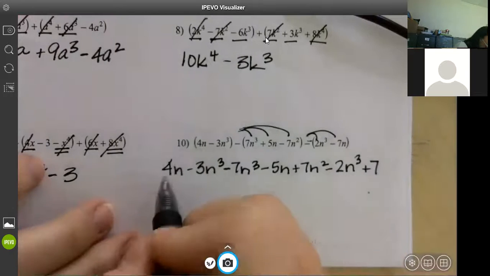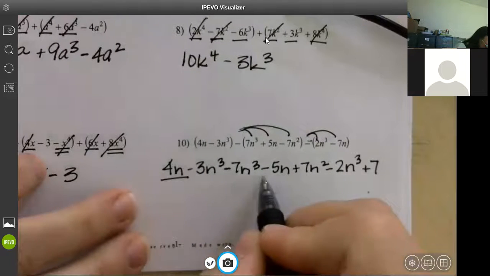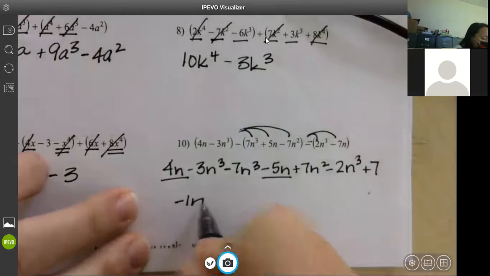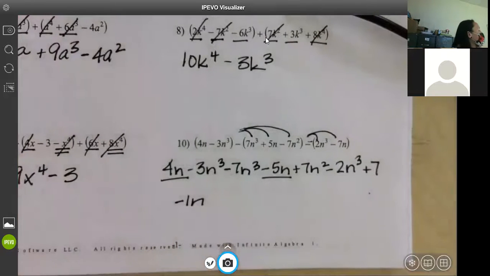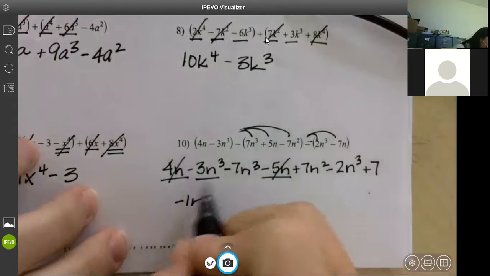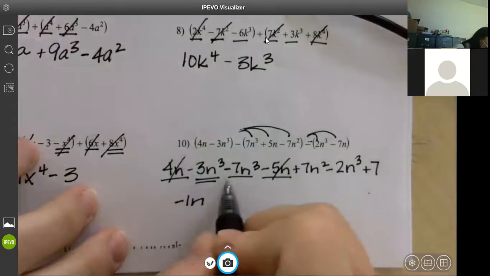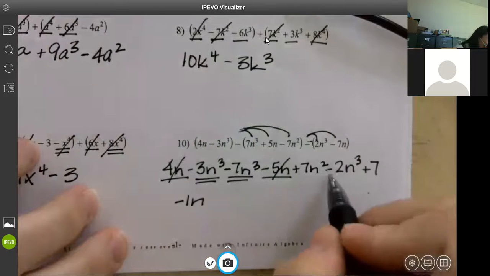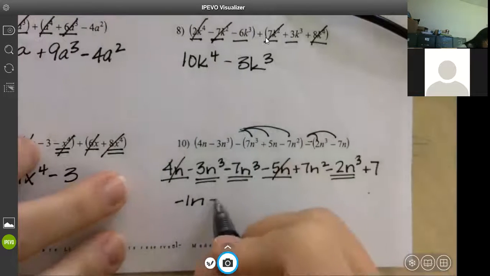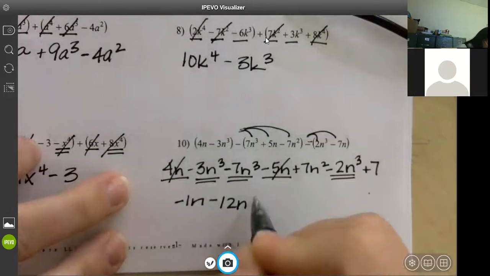Add your like terms. I have a 4n minus 5n. 4 minus 5 is negative 1n. Remember that the negative 1 won't show up. It'll just be a negative n. I have negative 3n cubed, negative 7n cubed, and a negative 2n cubed. So negative 3 minus 7 is negative 10, minus 2 is negative 12n cubed.